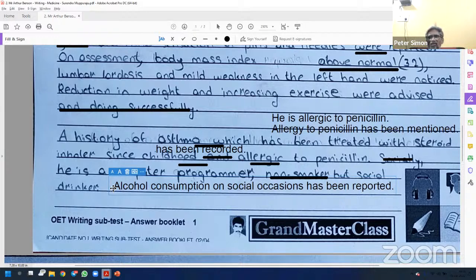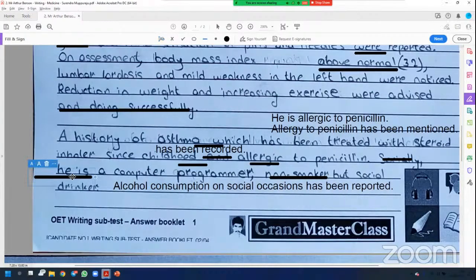He is a drinker. He is a smoker. You are talking about him. That's not fine. Never label the person as drinker, smoker, or something like that. People will get offended. So he's a computer programmer, that you can write separately, no problem. Right, next.